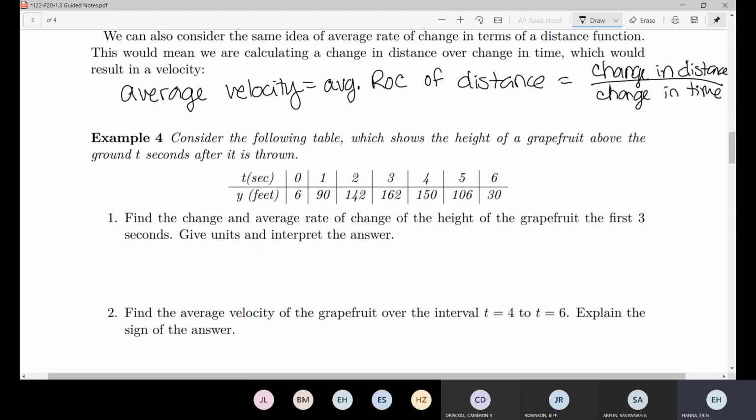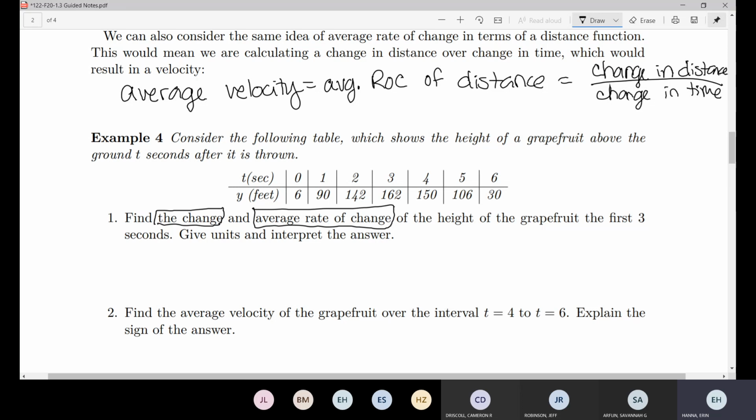So no question. Oh, cool. So consider the following table, which shows the height of a grapefruit above the ground 2 seconds after it was thrown. Find the change and the average rate of change of the height of the grapefruit in the first 3 seconds. Give units and interpret your answer.